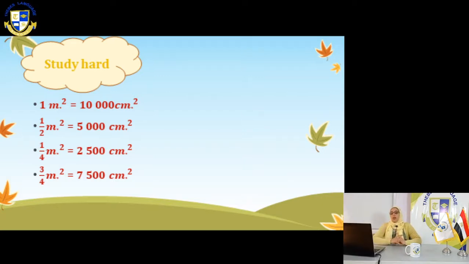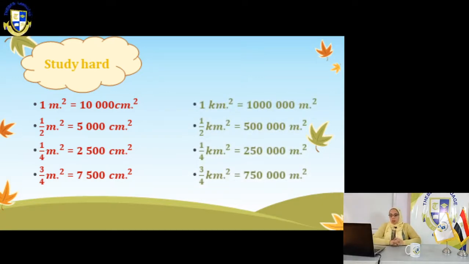For the squared kilometer, 1 squared kilometer equals 1 million squared meter. Half a squared kilometer equals 500,000 squared meter. A quarter squared kilometer equals 250,000 squared meter. 3/4 squared kilometer equals 750,000 squared meter.